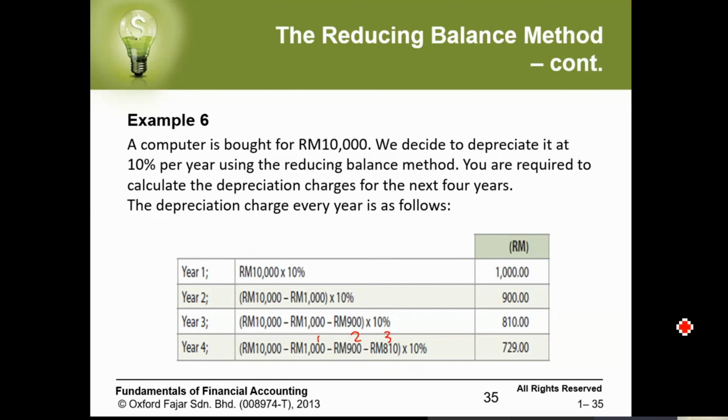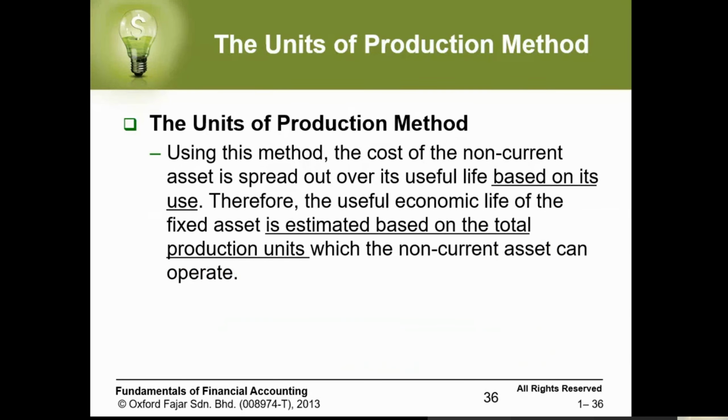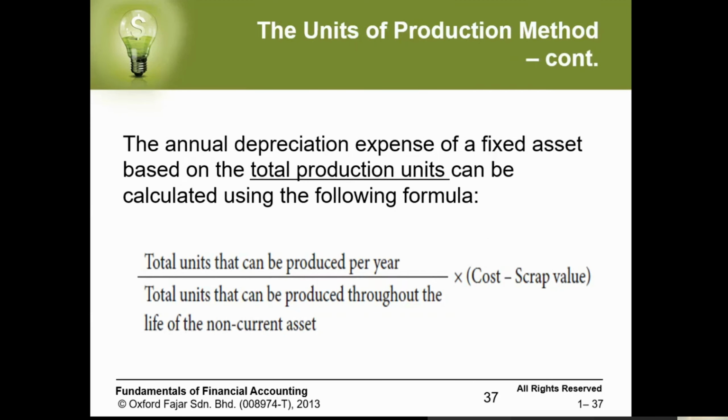Okay. Let's continue with the third depreciation method, which is the units of production method. This method will divide the cost of that asset based on how many units it is producing. Therefore, the useful economic life of the fixed asset is estimated based on the total production units. Let's take the equation: total units that can be produced per year, divided by the total units that can be produced throughout the useful life of the asset, multiplied by cost minus scrap.